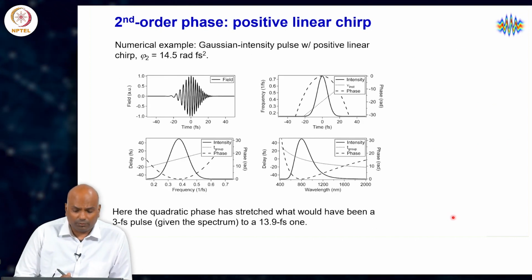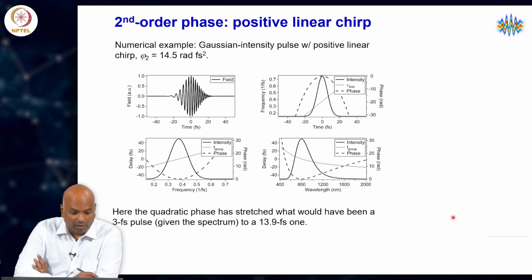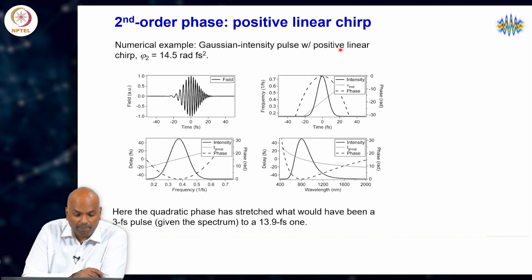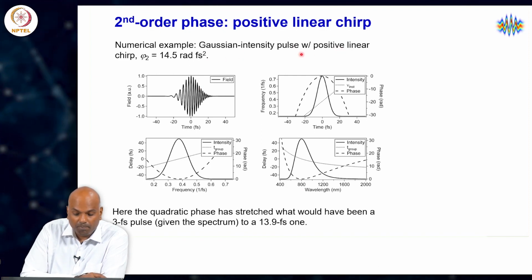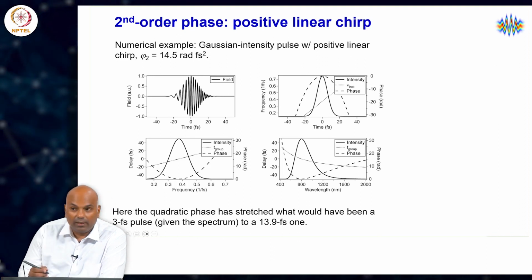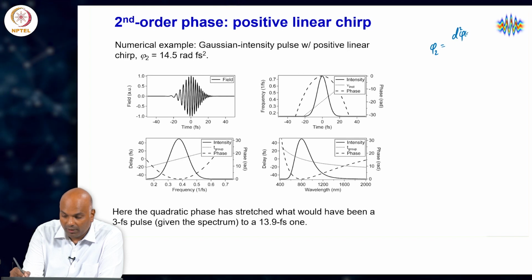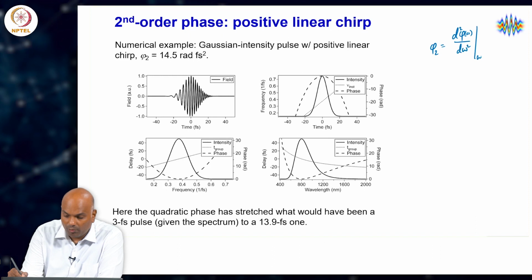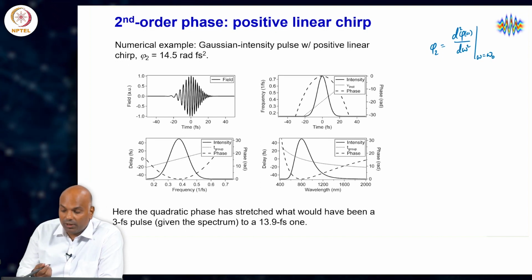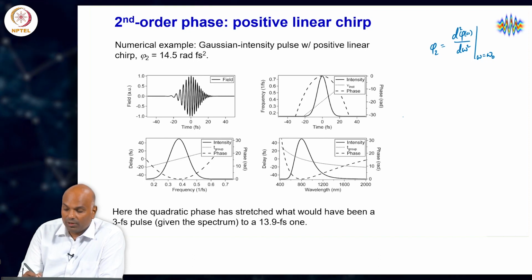Okay. Now, the second order phase produces a linear chirp in the pulse. In other words, let us take a numerical example and look at it, where we have a Gaussian intensity of the pulse with a linear chirp. Now, we can get used to some units in this course, right. So, what is phi 2? Phi 2 was d 2 phi by d omega 2 computed at omega naught, right. So, the units of d 2 phi by d omega 2 define the units of phi 2.